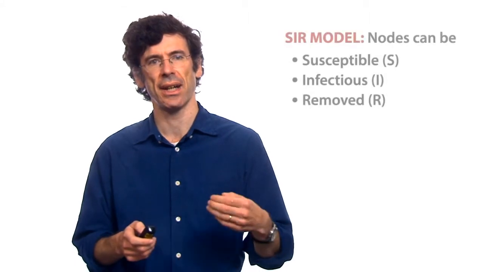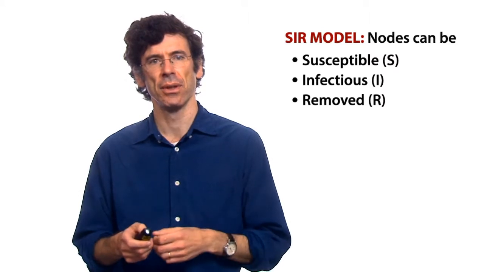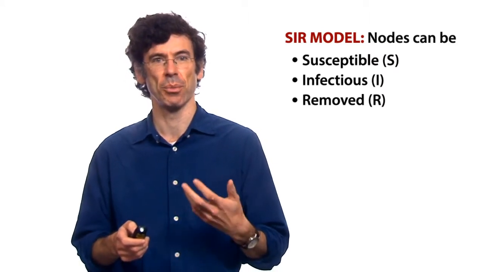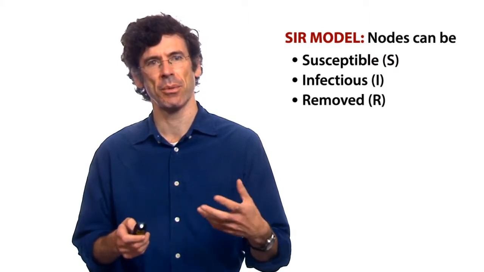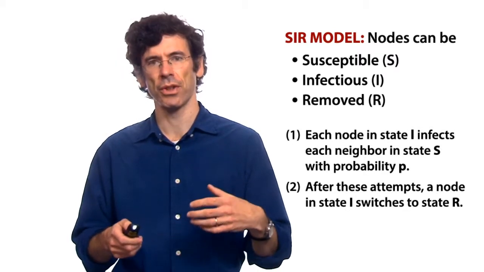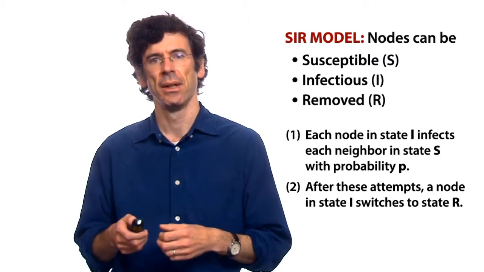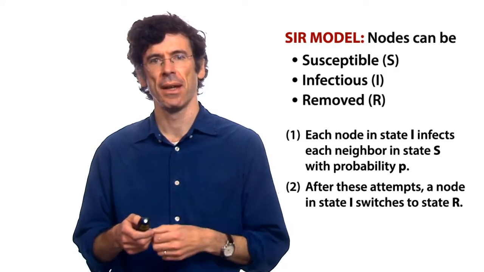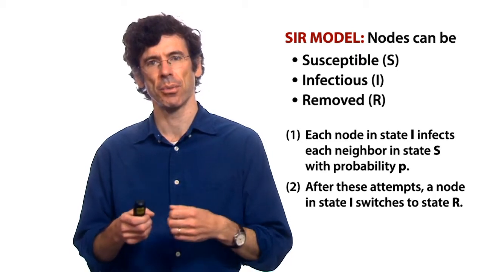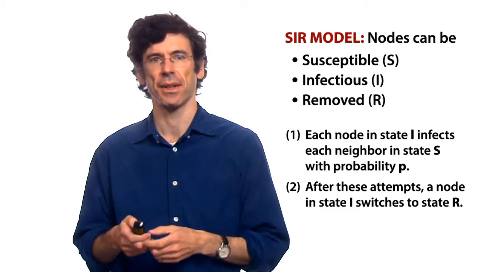Maybe the simplest way to do that is through a model called the SIR model. SIR stands for susceptible, infectious, and removed, and let me explain why it's called that. In this model, we take a social network or contact network among people, where each node represents a person. Let's say there's a directed edge from one person to another if the first one is going to come in contact with the other one and potentially infect them.